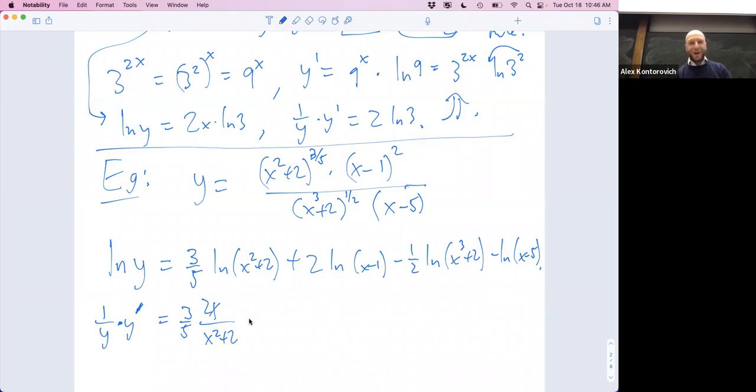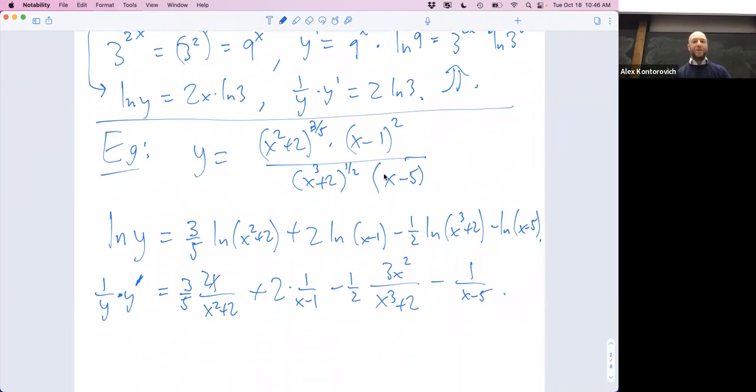Next, plus 2 times 1 over x minus 1, minus 1/2 times 1 over x cubed plus 2 times, chain rule, 3x squared, minus 1 over x minus 5. And we're basically done. The only thing that's left, if we really want to finish the whole thing, is to multiply everything by y. But that's easy.